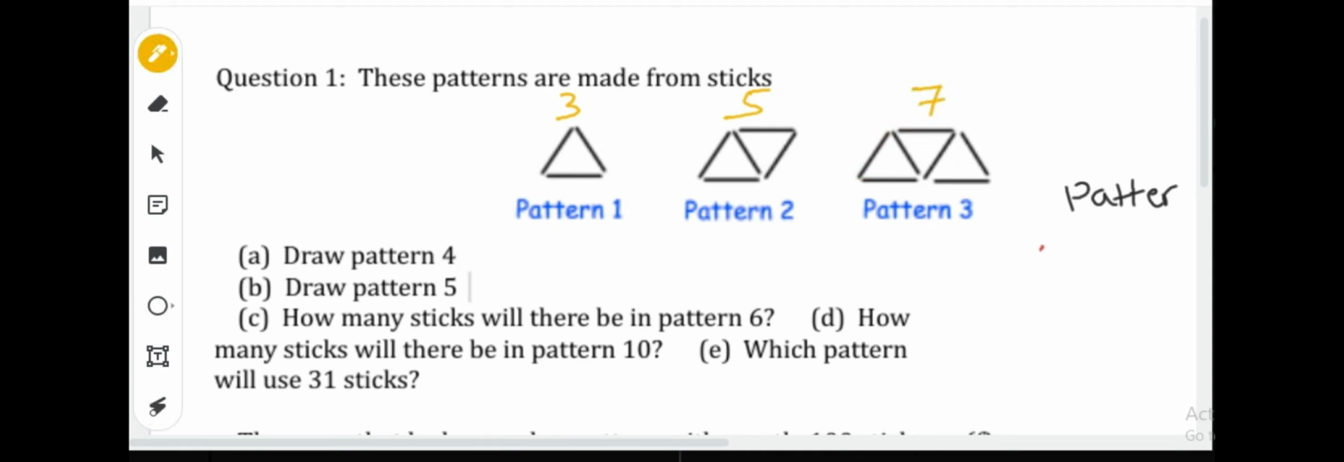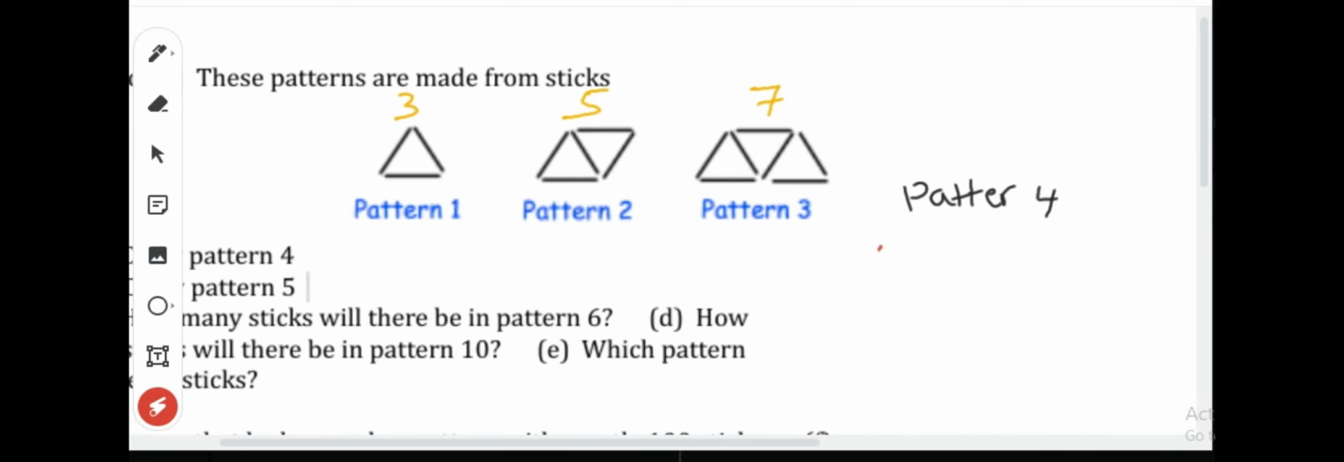So we can already see the order. The term to term rule is +2, +2, and so on. The common difference is 5 minus 3, which is +2, or 7 minus 5, which is +2. So 3 plus 2 will give us 5. 5 plus 2 will give us 7. So the term to term rule is plus 2. That means the next one is plus 2, which is 9, and then another one, 9 plus 2, 11, and so on.